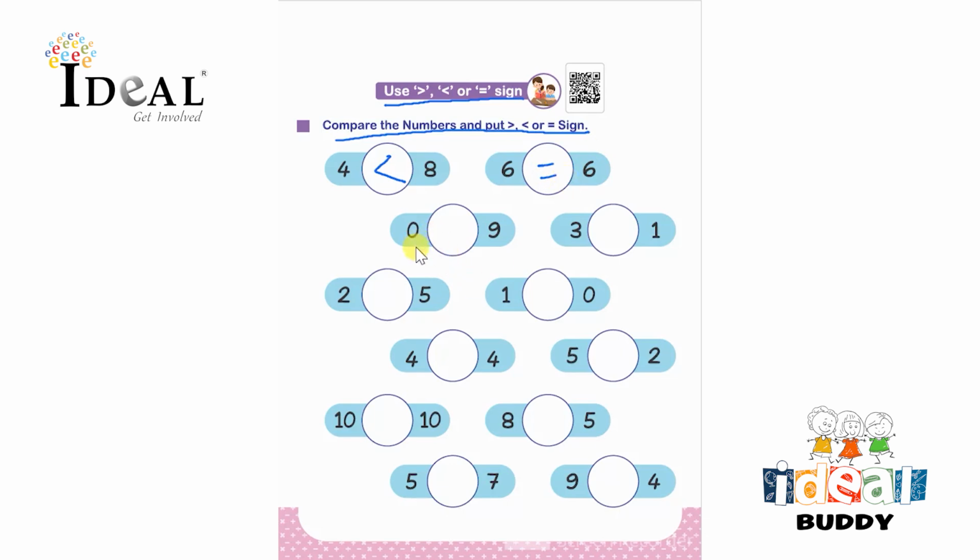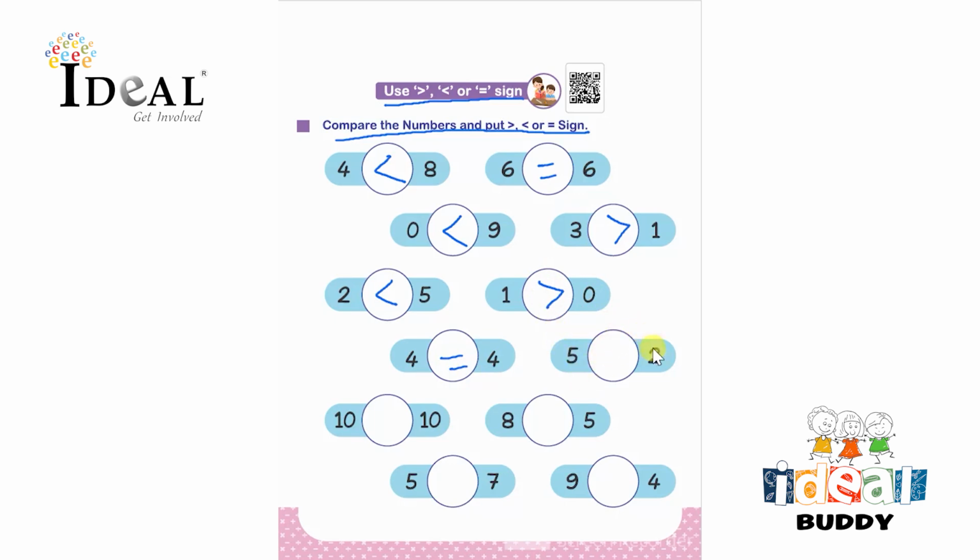After that it's 0 and 9. So 0 is less than 9. After that it's 3, so 3 is greater than 1. After that it's 2 and 5, so 2 is less than 5. After that it's 1 and 0, so 1 is greater than 0. After that it's 4 and 4, so 4 is equals to 4.